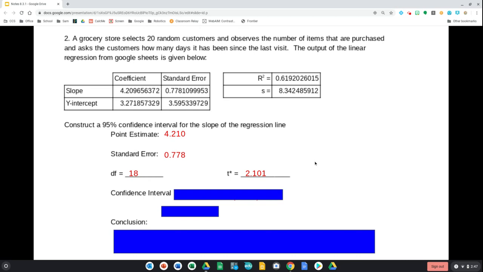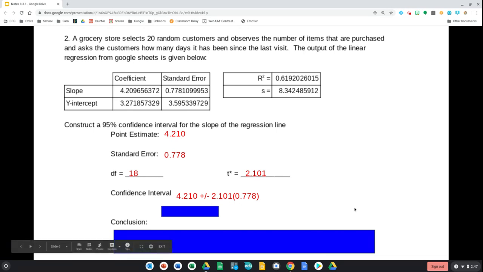So now we've got all the pieces we need. We just need to assemble them together as a confidence interval. Again, it's going to be the point estimate plus or minus the T-star, the critical value, times the standard error. So that's going to look like this: 4.210, the point estimate, plus or minus T-star, 2.101, times the standard error, 0.778. We're going to subtract that to get a low value, and add it to get a high value. Which one of these is your confidence interval when we do that?